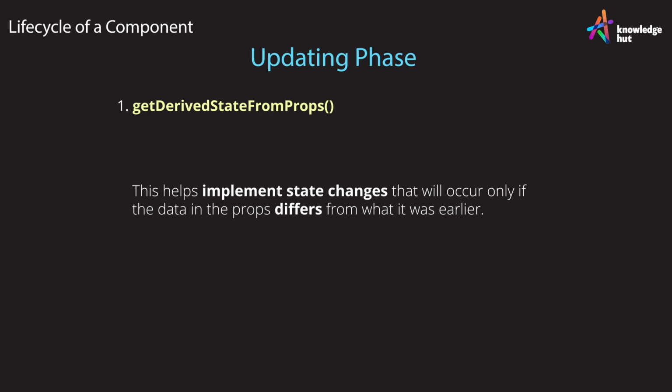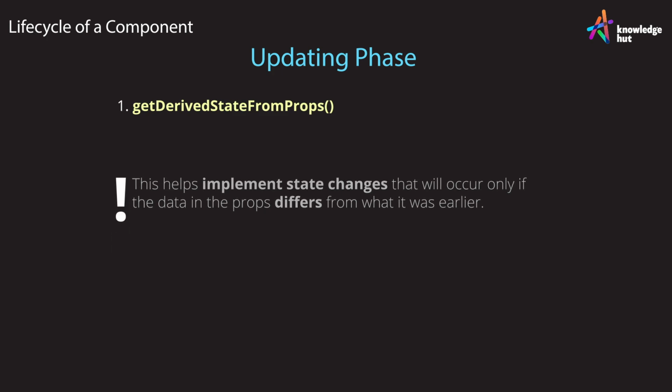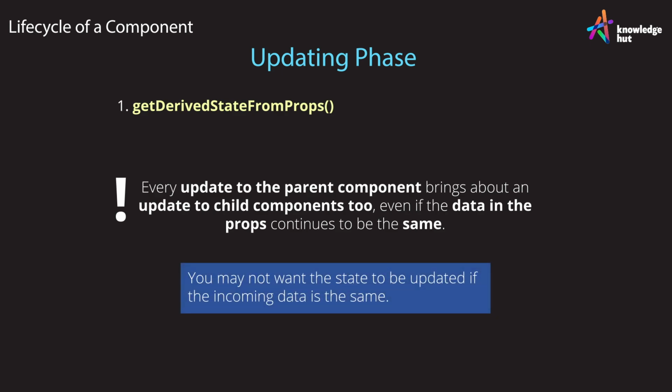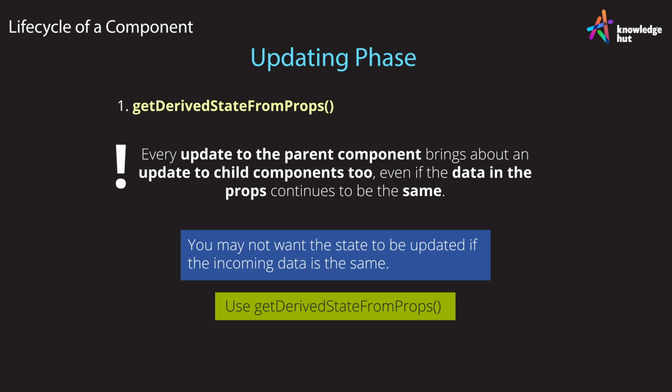This is important to understand because every update to the parent component brings about an update to child components as well, even if the data in the props continues to be the same. However, you may not want to update the child component if the data in the props continues to be the same as before. And that is where you can use the getDerivedStateFromProps function.